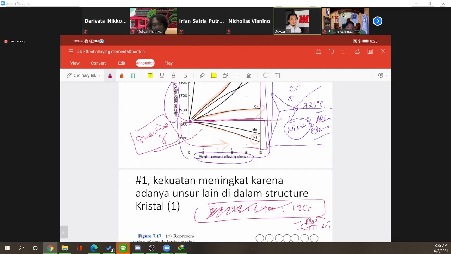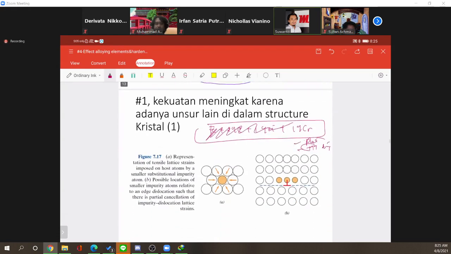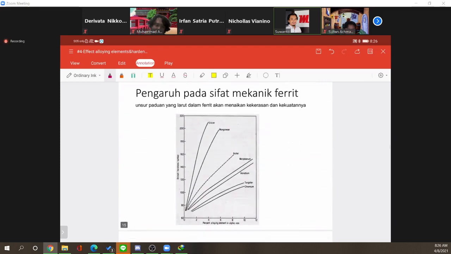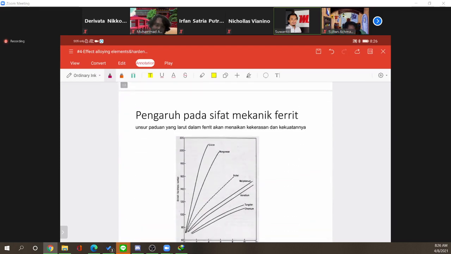Okay, let's continue for a while. This is already done, I think, in Metal 1, so you can see it again. You can review that the strength of the material is increased due to the alloying. I already explained it.